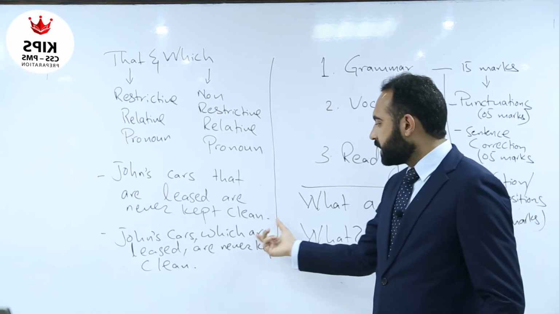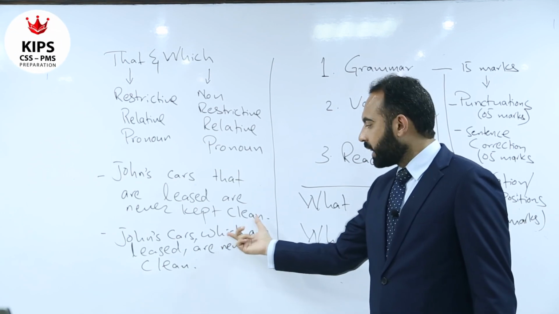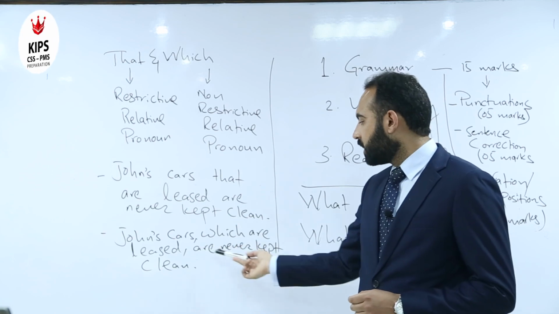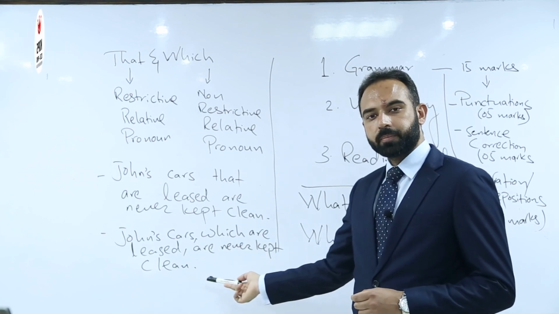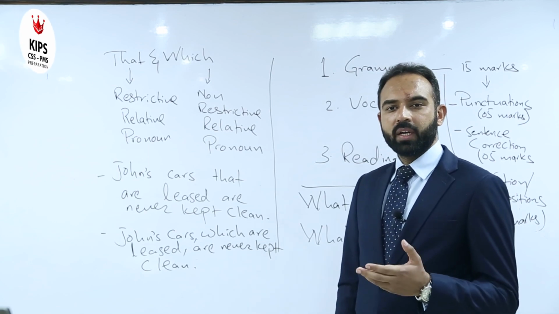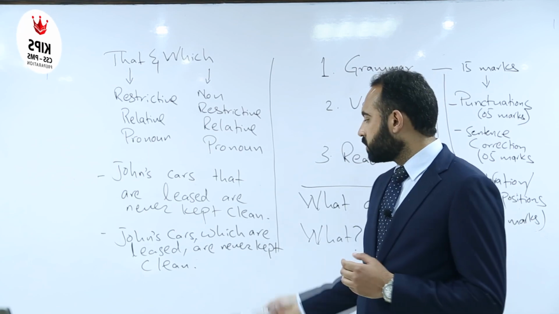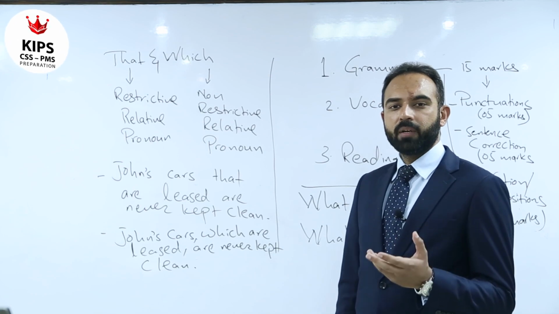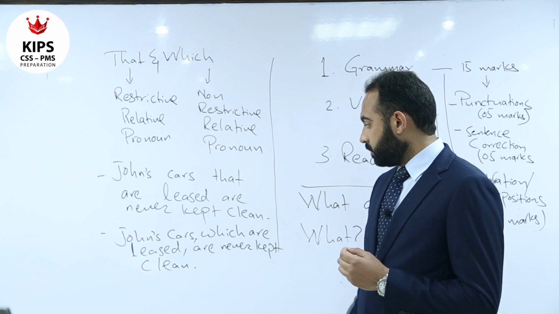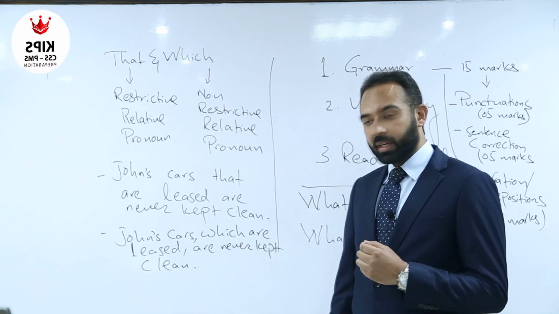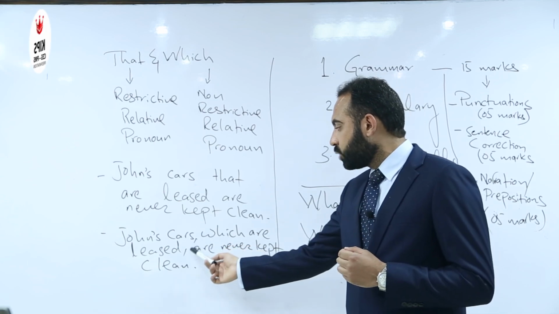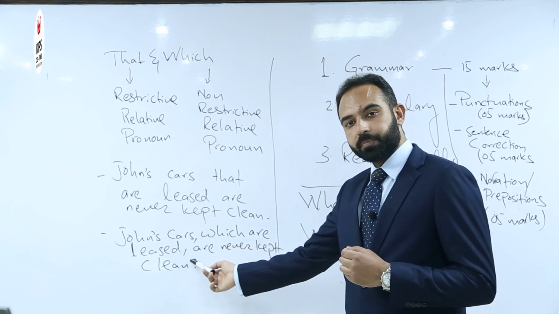Because we are separating this relative clause, because without even this clause, the sentence would have communicated the meaning. John's cars are never kept clean. Which are leased was a kind of non-essential or additional information which was just to provide some extra information if the listener or the reader does not know. However, the meaning is clear even without which are leased. So if we are including that, we need to insert commas on both sides.